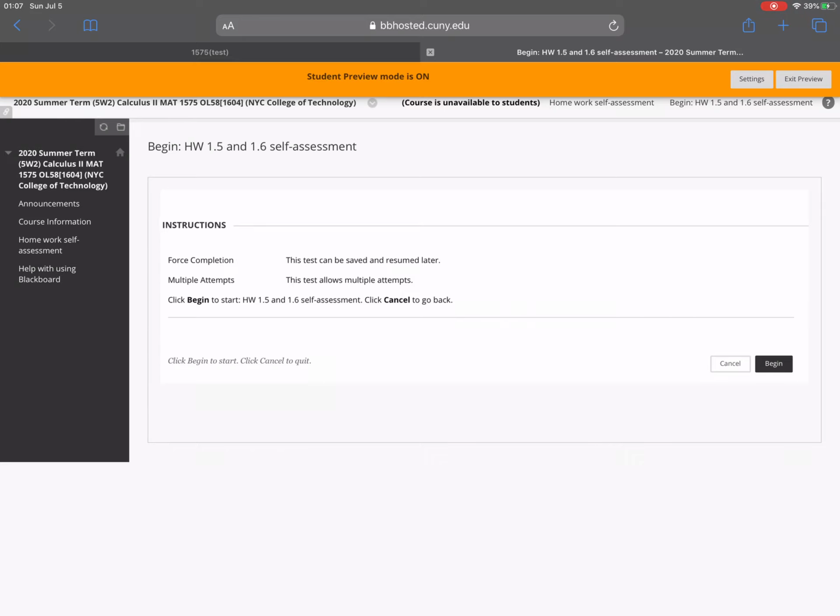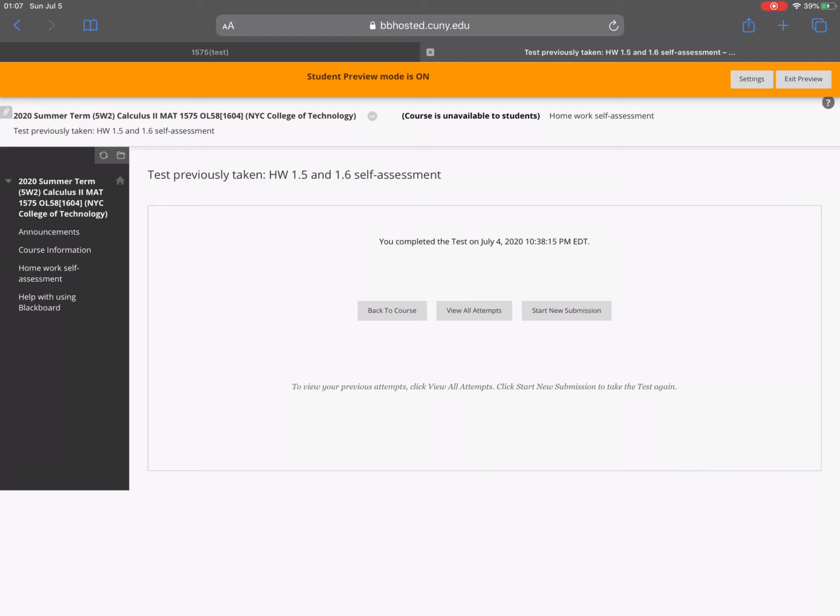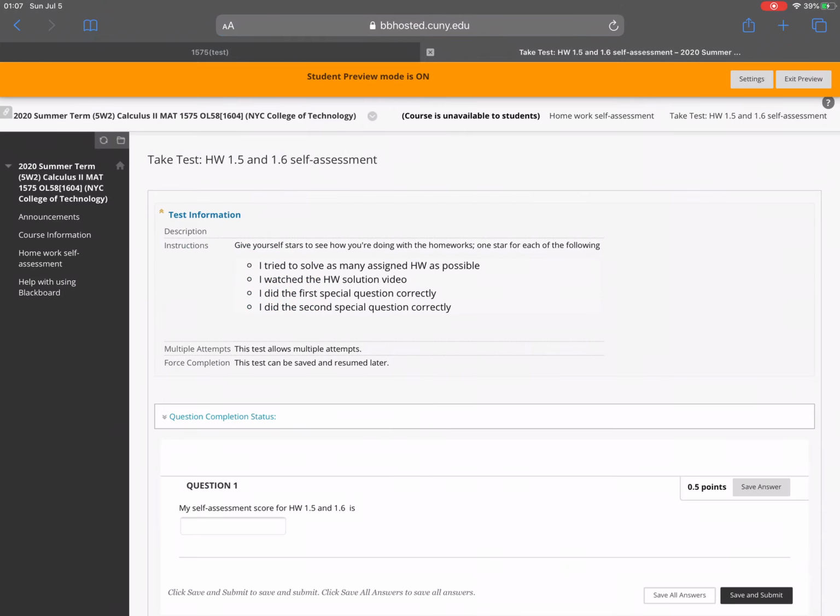Also, if you make a mistake, you can do this multiple times. So you saw I did it already once, so start new submission. It's always the last one that counts, so make sure that you always get the last one the way that you want it. Now, let's read the instructions.